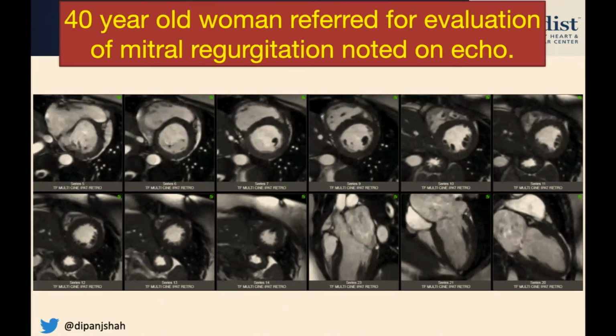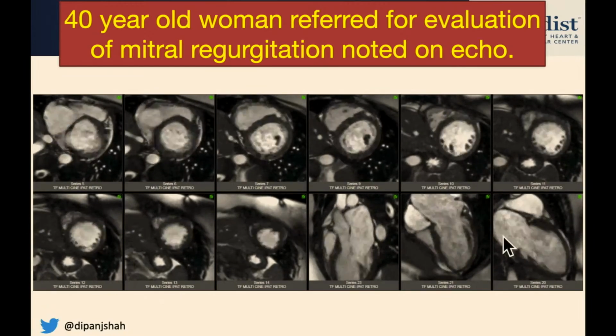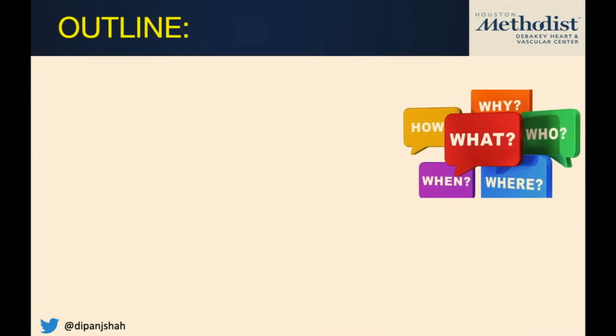So at first glance, this is the set of images that we get, the short axis as well as the standard long axis views, a 3-chamber, a 4-chamber, and a 2-chamber view. But I actually want to go into more detail and really dissect how we approach this.